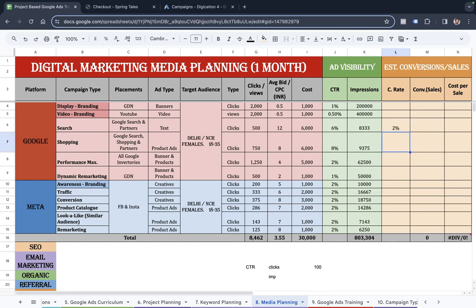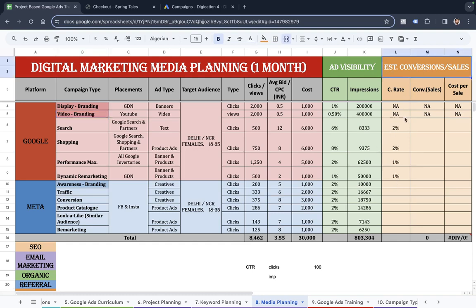Now the conversion rate for shopping stays somewhere close to that of the search campaign. Performance Max stays around 1%. Dynamic remarketing stays around 1% only. Now for display and video, as they are branding campaigns, we don't have to put any conversion numbers. We don't have any conversion rates over here, so we simply put NA because these are branding campaigns, not conversion or sales based campaigns.